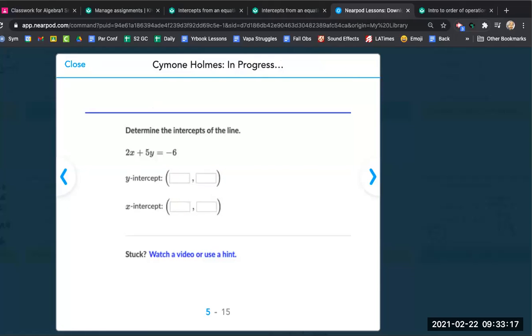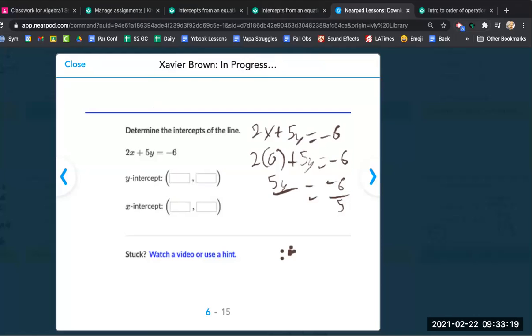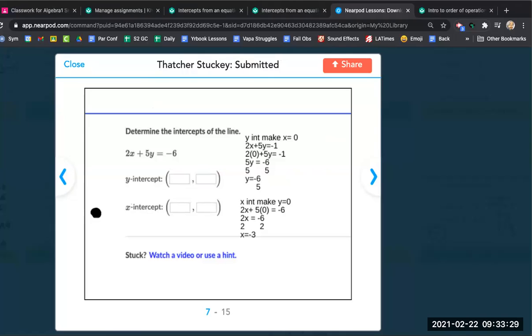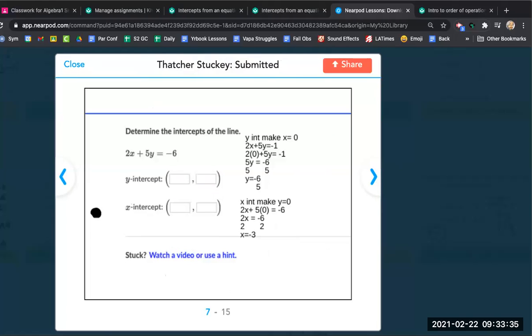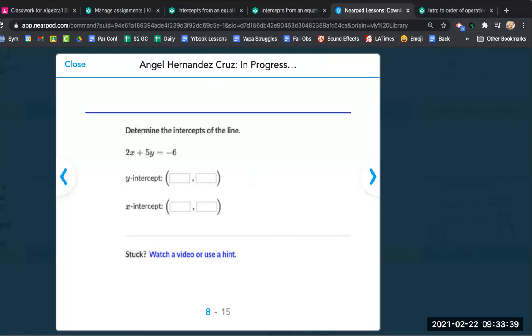Simone must be working on it. Keep going. Xavier, good job. See how Xavier's got the work. He's showing how he puts the 0 in, he substitutes it, and he solves the equation. So go ahead, Vigo and Simone, try that out. This one is Thatcher. Good job, Thatcher. Looking very good. I love that neatness. Excellent work. Don't forget, though, Thatcher, to put in your answers. You've got to fill in these boxes right here.